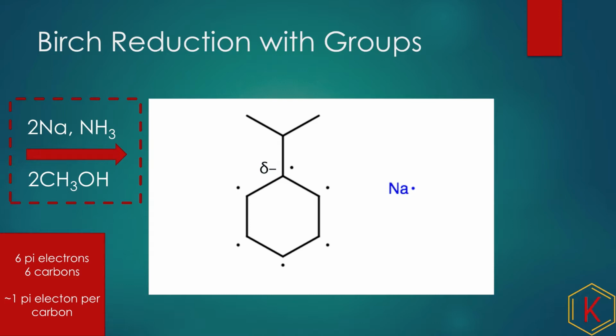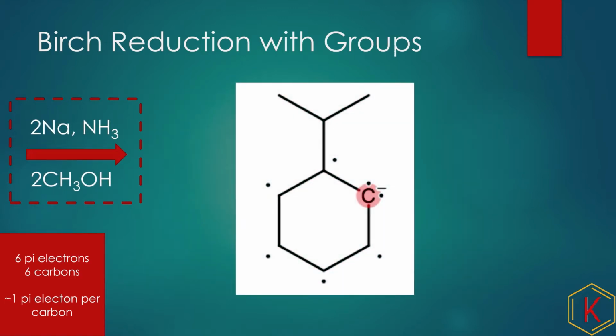Truth be told, all the carbons on the ring are partially negative, but the one at the top is going to be the most partially negative because it's closest to that electron donating group. So sodium's going to prefer to drop the electron where it's not quite as severely partially negative. Again, this isn't exactly quite good chemical reasoning, but it will lead to the correct product for product prediction purposes.